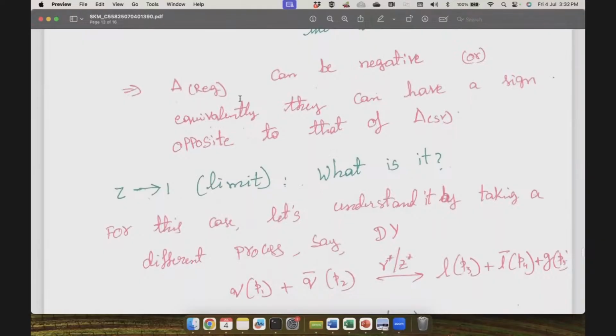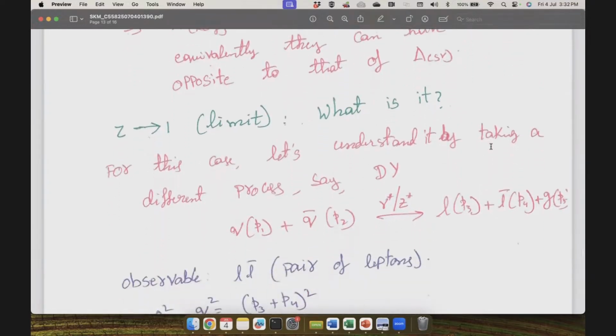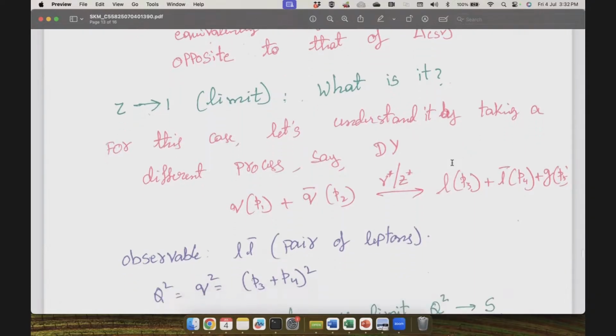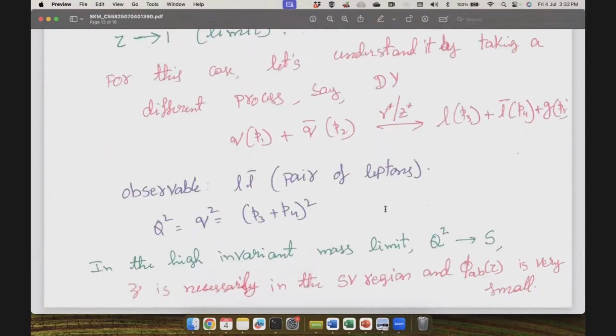The other important thing is that delta regular can be negative, or equivalently they can have a sign opposite to that of delta SV. So the threshold limit, what is it? For this, let us understand, initially I said n squared is very large. What is n squared very large is something like a Gaussian process. So you take a high invariant mass limit.